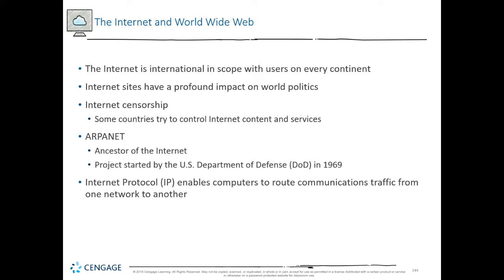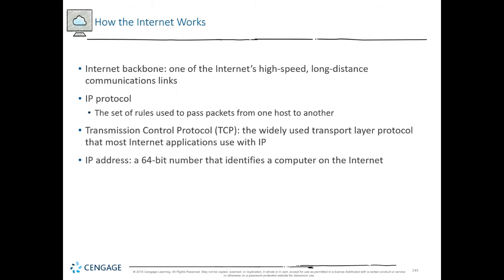ARPANET, the ancestor of the Internet, was a project started by the U.S. Department of Defense, DOD, in 1969. Internet Protocol, IP, enables computers to route communication traffic from one network to another. How the Internet works. Internet backbone: one of the Internet's high-speed, long-distance communication links. IP protocol: a set of rules used to pass packets from one host to another.